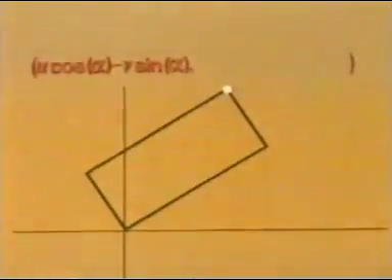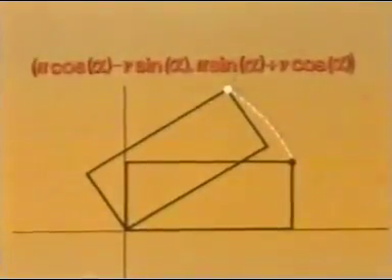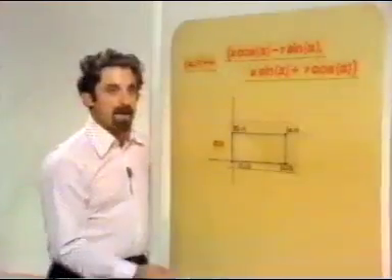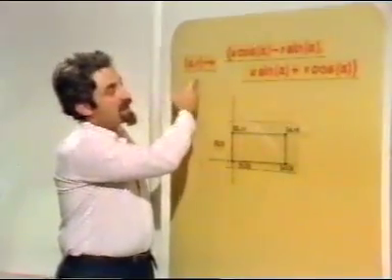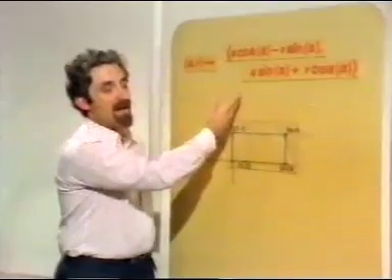So now we've got the coordinates of the point. They're u times cos of alpha minus v times sine of alpha, u times sine of alpha plus v times cos of alpha. So that's where u, v goes to when it rotates. And this is the rule that we want. It tells us where u, v goes to when we rotate it through an angle alpha.